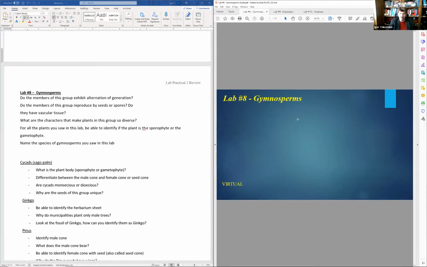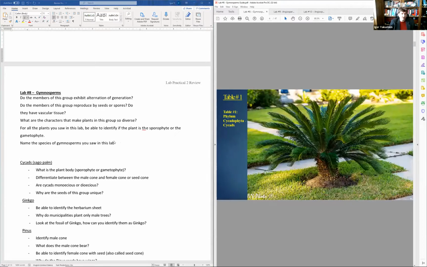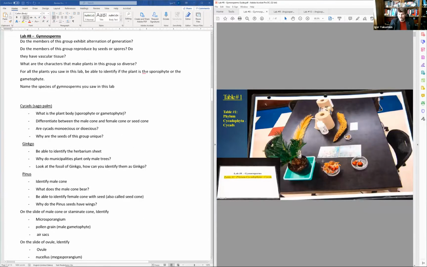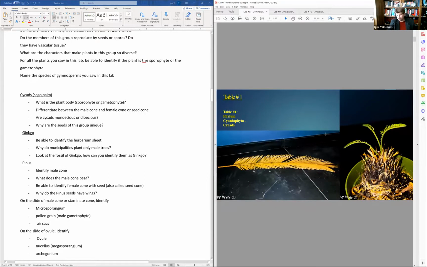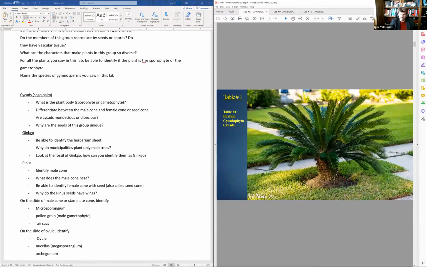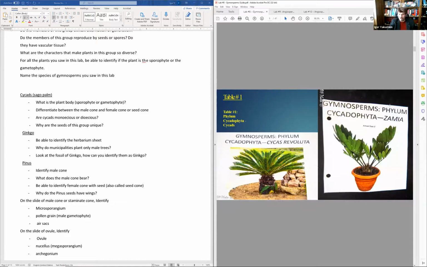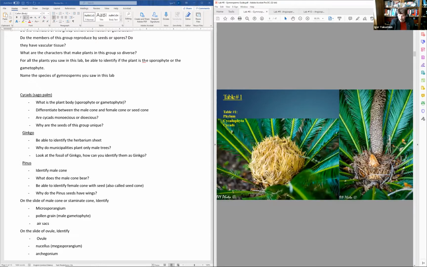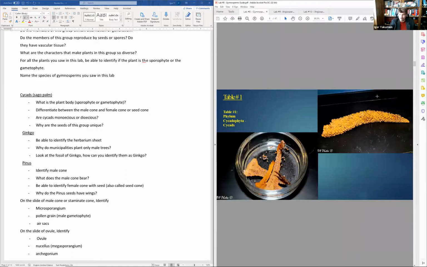We're going good. Number 8, gymnosperms. So be able to identify cycads or sago palms. Be able to identify male versus female. So here we have a male cone and a female cone, and in this particular case it's a dioecious plant, meaning we have a male plant and a female plant. And here's the male plant.